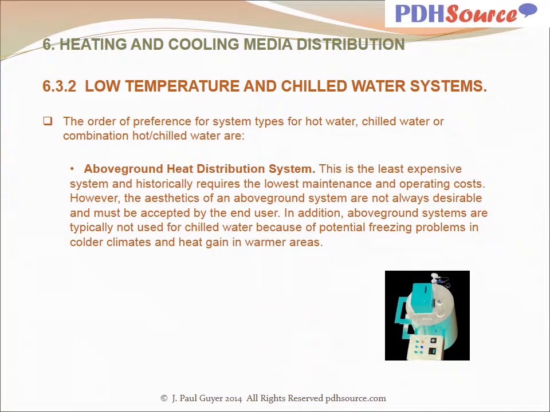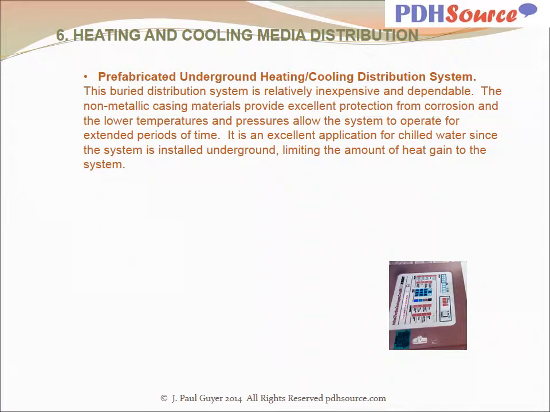With regard to low temperature and chilled water systems, low temperature hot water and chilled water systems, the order of preference for system types for hot water, chilled water, or combination hot chilled water are first, above ground heat distribution system. This is the least expensive system and historically requires the lowest maintenance and operating costs. However, the aesthetics of an above ground system are not always desirable and must be accepted by the end user. In addition, above ground systems are typically not used for chilled water because of potential freezing problems in colder climates and heat gain in warmer climates.